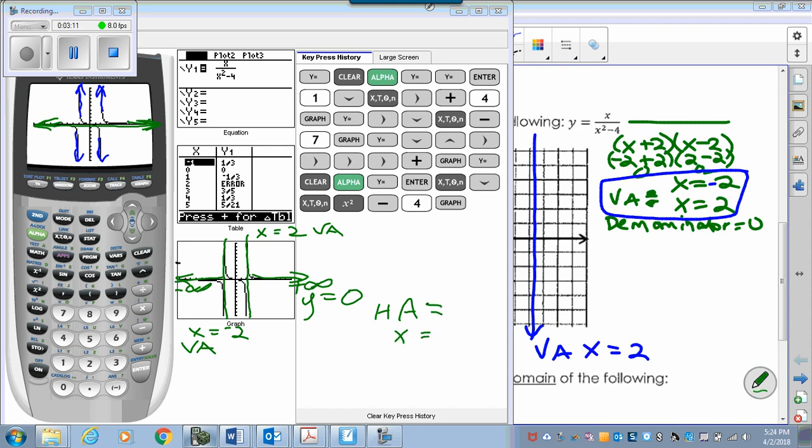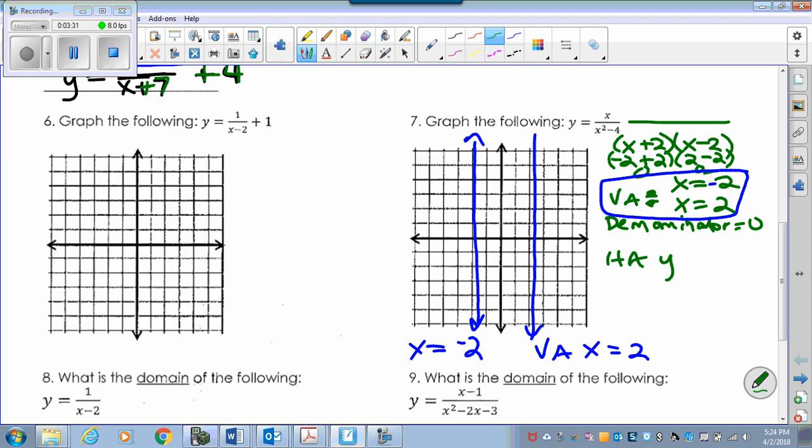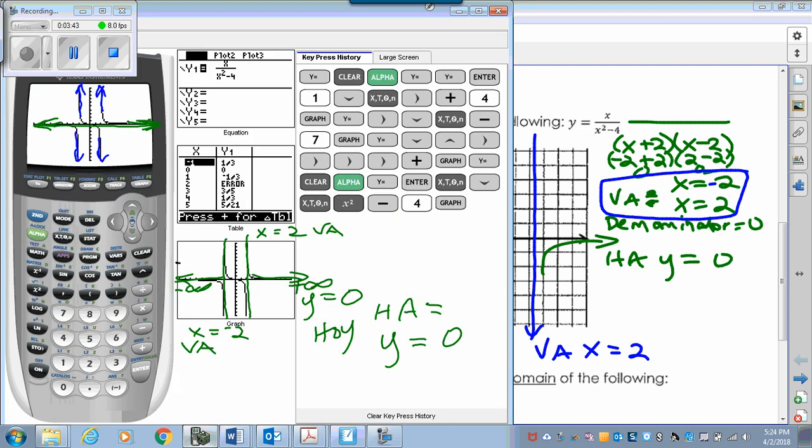Not x, that's horizontal, that's y, right? So that's going to be y equals 0. Okay, so for our horizontal asymptote, we've got y equals 0, because as you go to infinity, it's approaching 0. Oh, and let me look at that picture, see which way it was going. Basically, we're just copying what's on the graph here. So this is not a big deal.